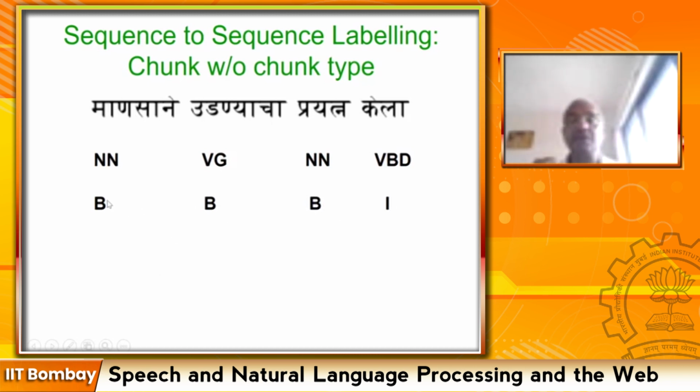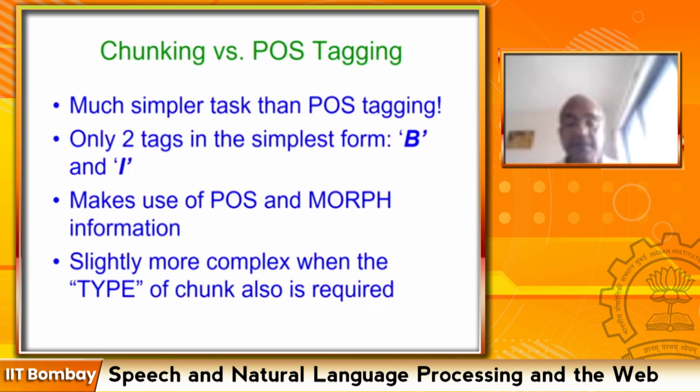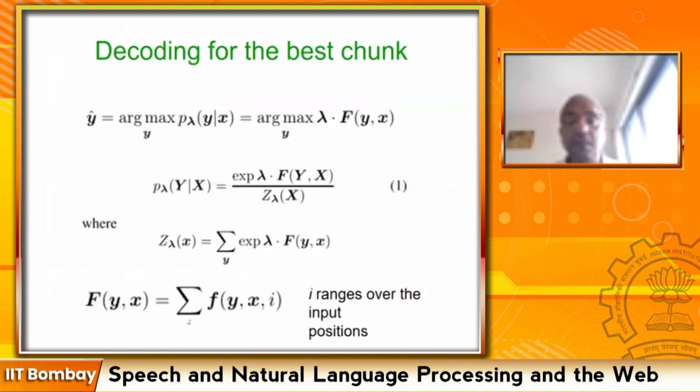Notice that we are solving an easier problem, only giving the beginning and length of the continuation of the chunk. If we are asked to put also the labels, what kind of chunk is this? This is a noun chunk. This is a gerundial verb chunk. This is a verb chunk, "prayatna kela". Okay, so then the task is a little more complex because you have to give the labels. Okay, so this is a much simpler task, and we look at the mathematics.